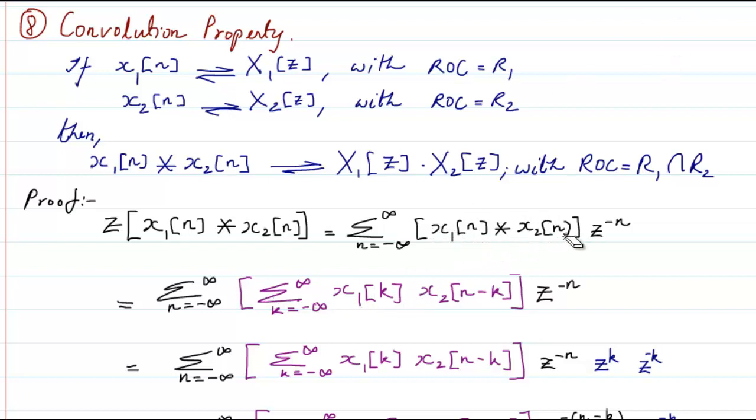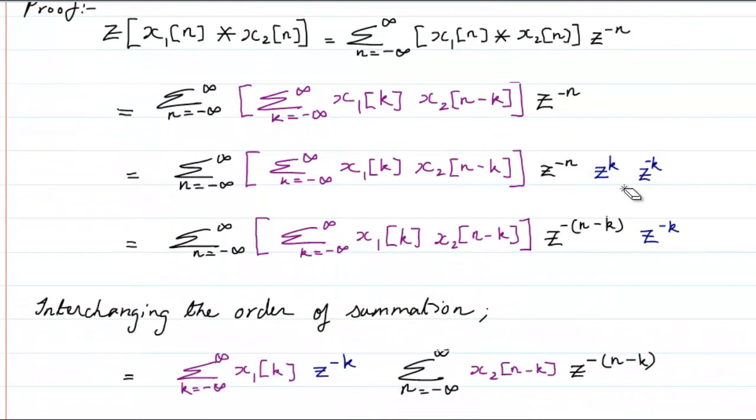So we have to use the convolution equation, and convolution between two sequences x1 of n and x2 of n we have already seen. It is basically given by this equation, which is summation k equal to minus infinity to infinity, x1 of k, this is small x1 of k, into small x2 of n minus k. This is a very well known convolution equation. Okay, now in the next step we are adding new functions z to the power k into z to the power minus k, because we know z to the power k into z to the power minus k is easily written as z to the power k minus k, which is 0. And what is z to the power 0?